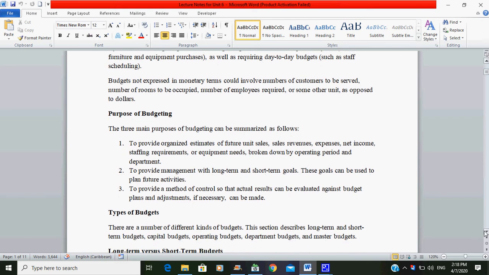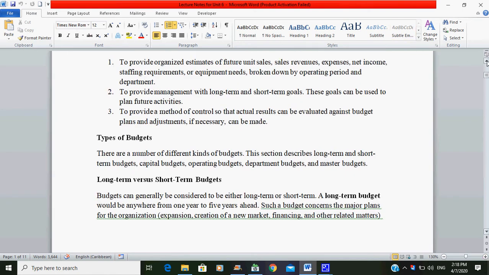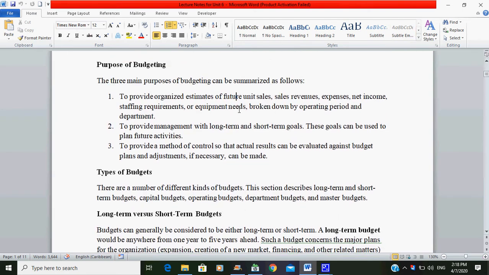The three main purposes of budgeting can be summarized as follows. One, to provide organized estimates of future unit sales, revenue, expenses, net income. The operative term is what? Future, right? Future unit sales, revenue, expenses, net income, staffing requirements, or equipment needs, broken down by operating period and department.